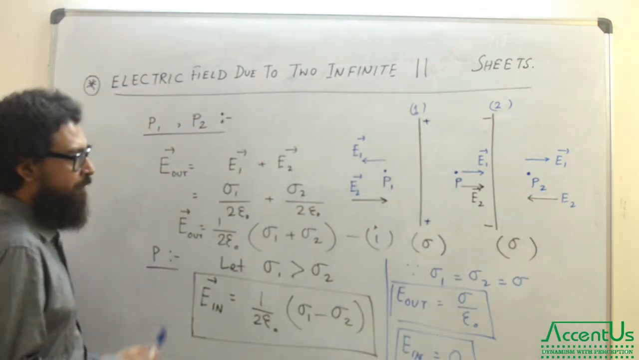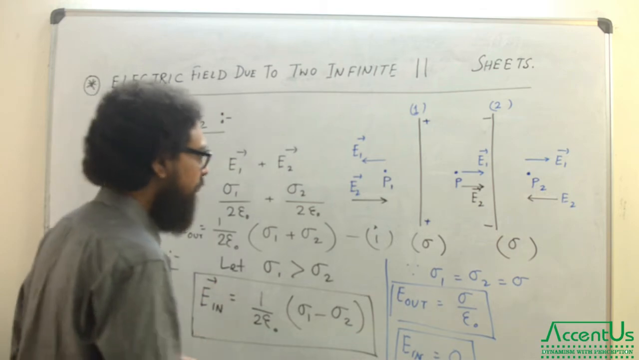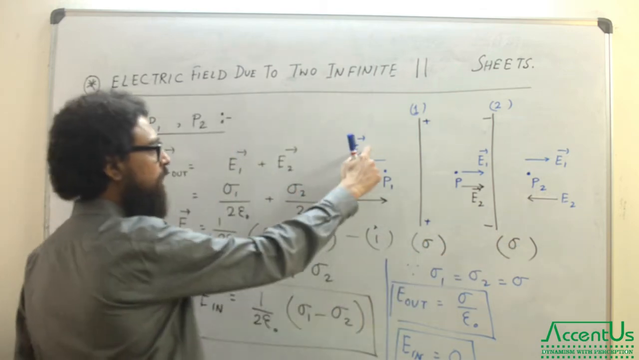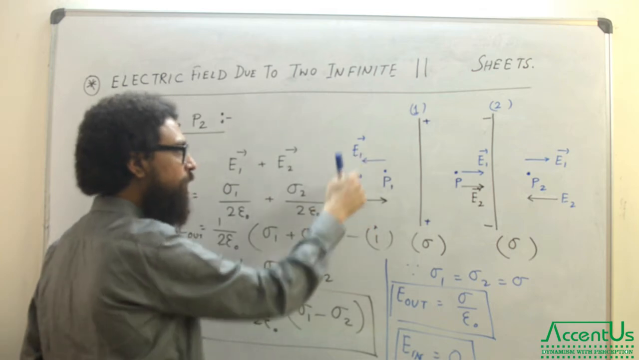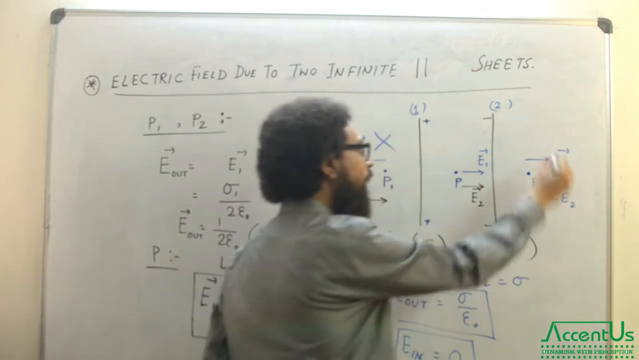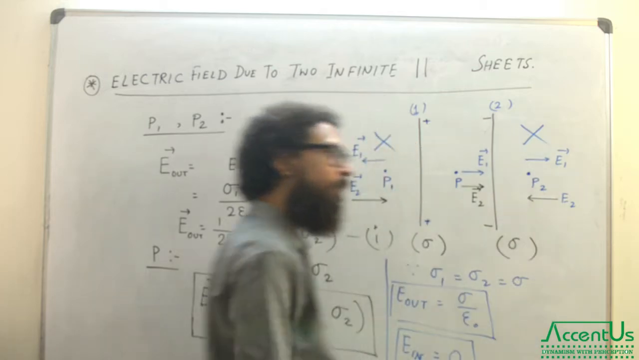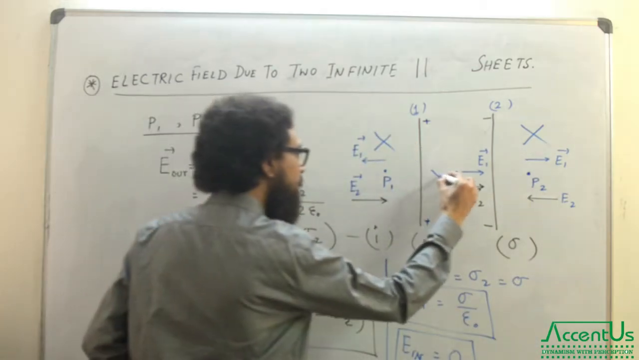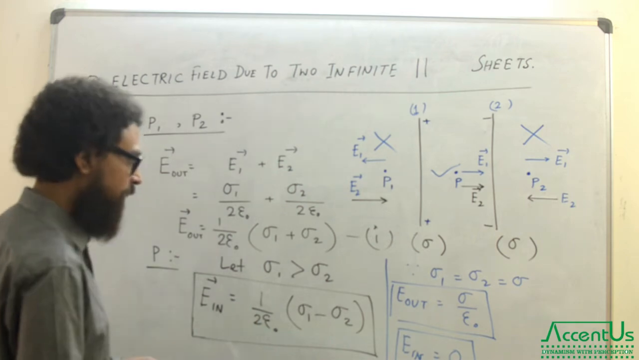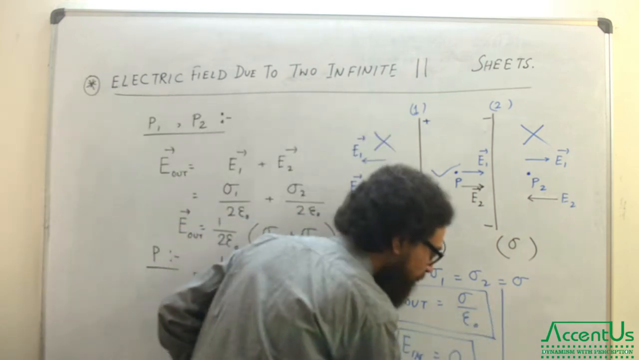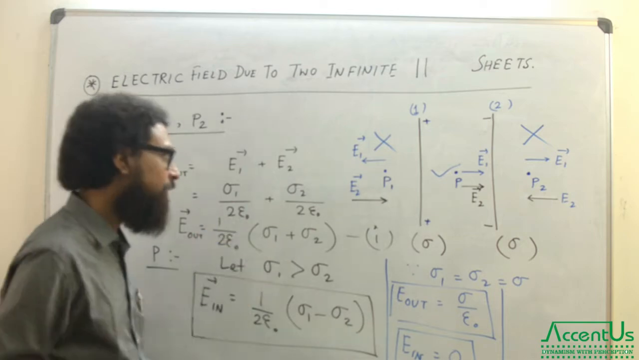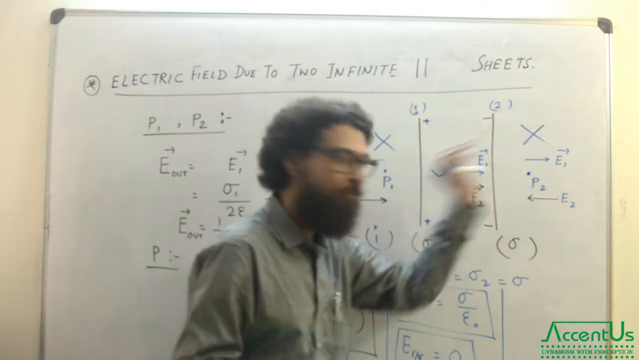Now you see, if you want to write the expression, since sigma and these two are equal, the vectors are opposite, so we can say there is no net field here or here. Where is the field? It's here. Previously it was 0, but can you tell me, let me write here. Please follow this. So these fields are zero.